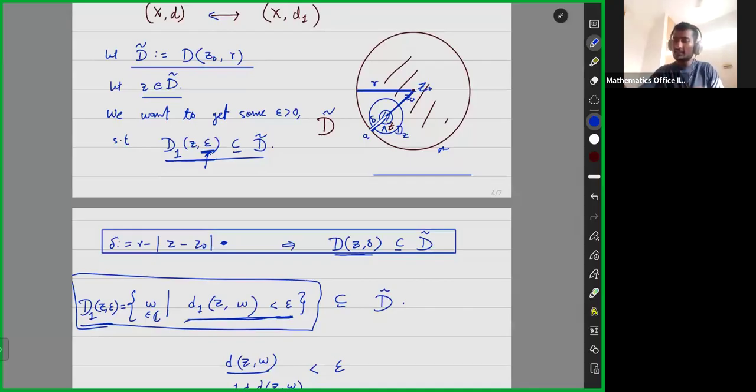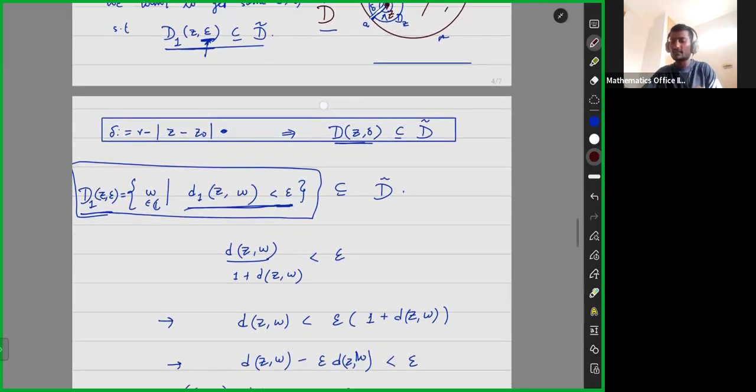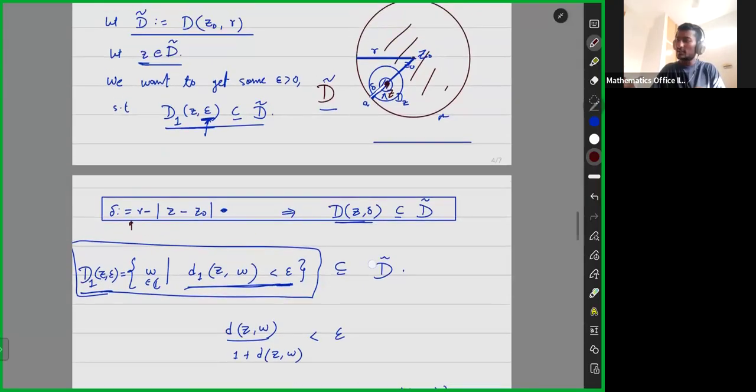So we consider a delta ball with respect to d. Now we consider a point z inside this. Now what we want is a d1 ball around z, which should be contained inside the d delta ball. So why am I writing this delta?